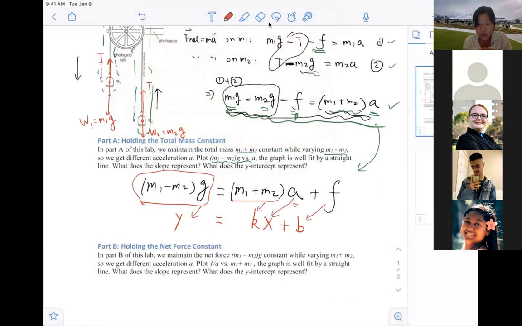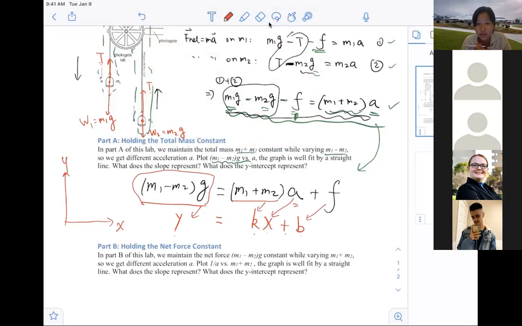So for such an equation, Y is equal to KX plus B, and you're going to plot it, what kind of graph will you get? Can you describe how I should draw this graph? Predict what it will look like. Linear. A linear graph, okay. And a linear graph with a slope of?